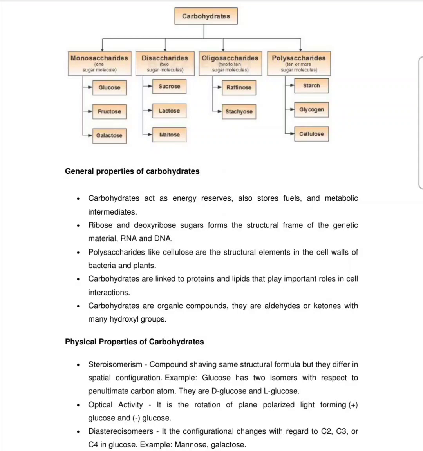Carbohydrates are organic compounds. They are aldehydes or ketones with many hydroxyl groups. Their physical properties include stereoisomerism, optical activity, diastereomers, and anomers. What are stereoisomers? Compounds having the same structural formula but differing in spatial configuration. For example, glucose has two isomers with respect to the carbon atom: D-glucose and L-glucose.